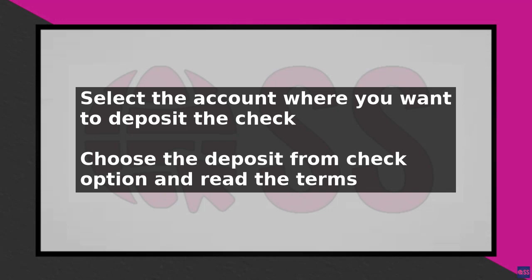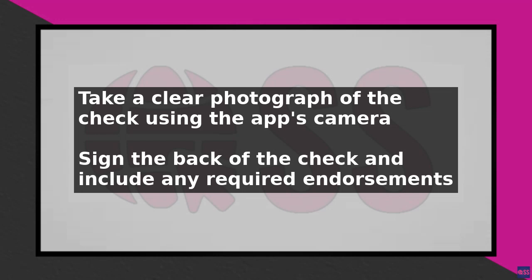Take a clear photograph of the check using the app's camera feature, following the on-screen instructions to properly align the check and ensure it is well lit. The app will prompt you to take pictures of the front and back of the check, so make sure to sign the back of the check and include any required endorsements. After taking the photos, review the check amount and other details to ensure everything is correct.